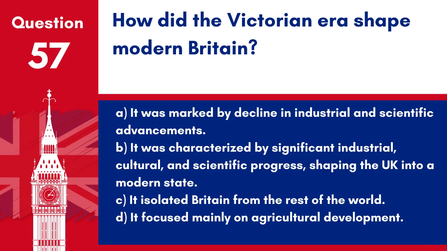Question 57. How did the Victorian era shape modern Britain? A. It was marked by a decline in industrial and scientific advancements. B. It was characterized by significant industrial, cultural, and scientific progress, shaping the UK into a modern state. C. It isolated Britain from the rest of the world. D. It focused mainly on agricultural development.